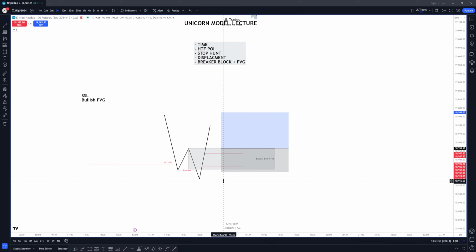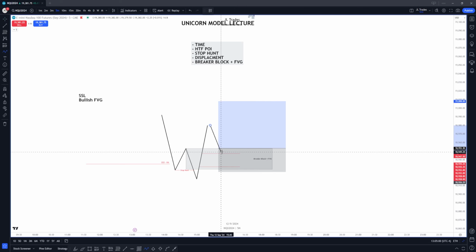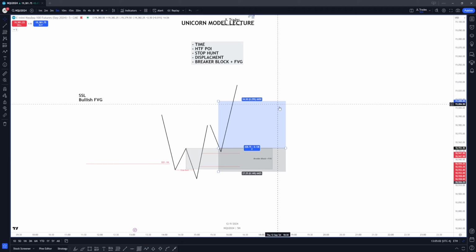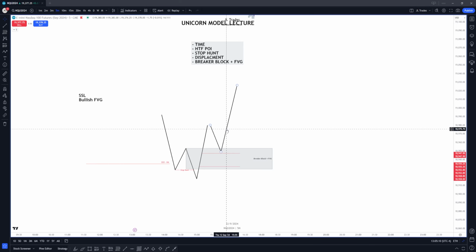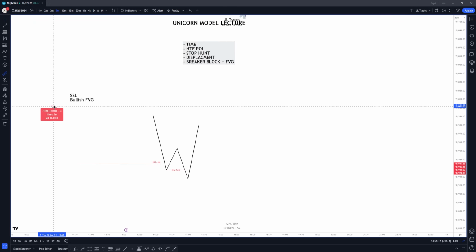In this case, we'll put it here, and we can target 2R. We would expect price now to come back down to the breaker block and push higher to our take profit. This is an example of a bullish breaker block. I will now remove this off the screen and leave this here.